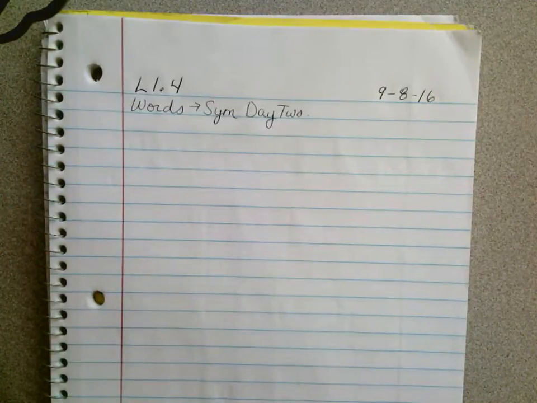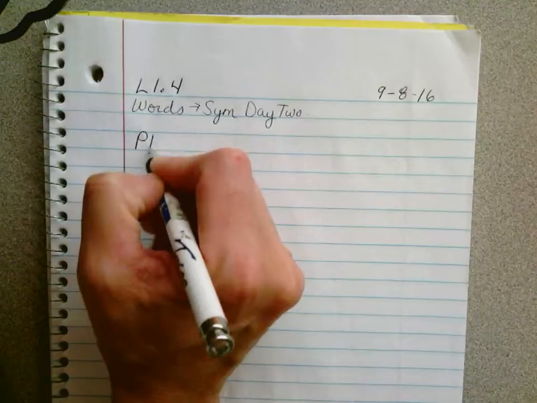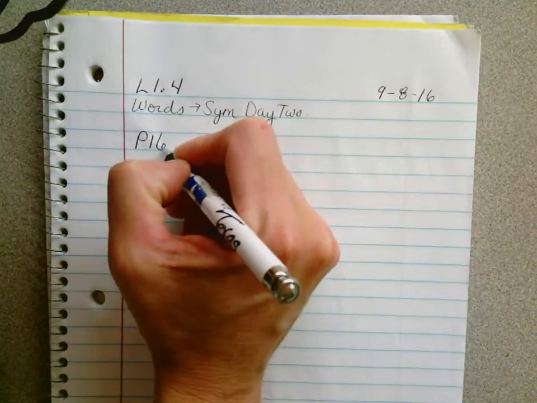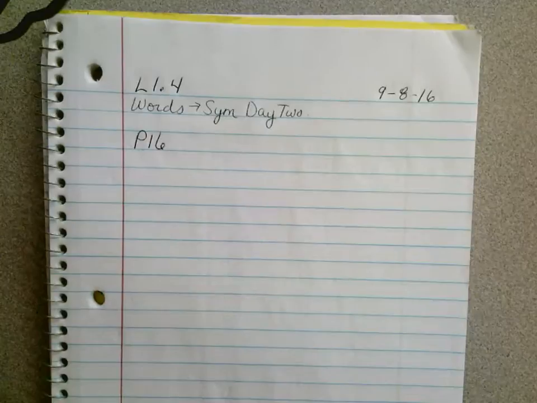Words into Symbols Day 2 is where we're going to start today. If you all have your textbooks open, I'm going to go through page 16 and go through as many as I can in about 15-20 minutes, okay? Let's see, trying to decide how I want to do this. Okay, so I'm going to start at oral number 9.